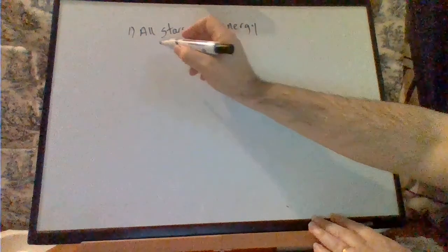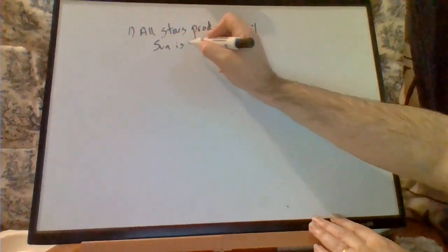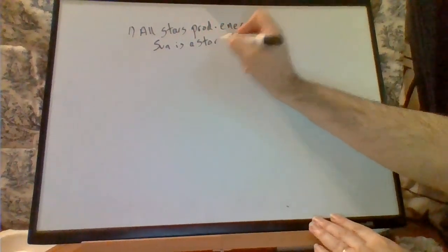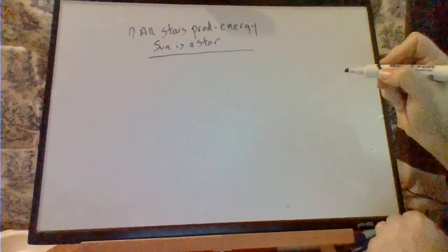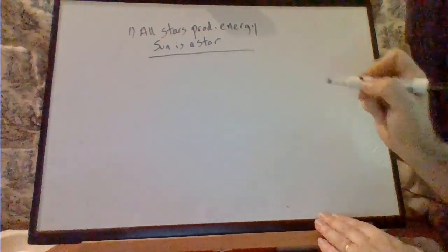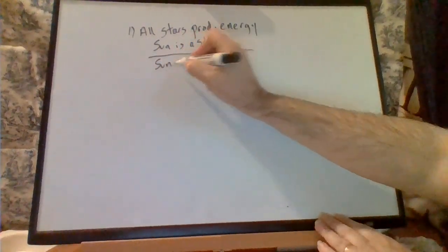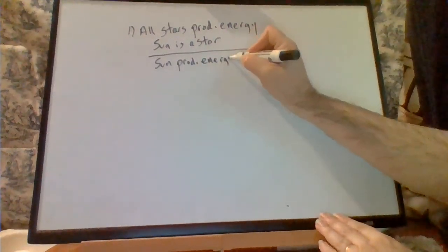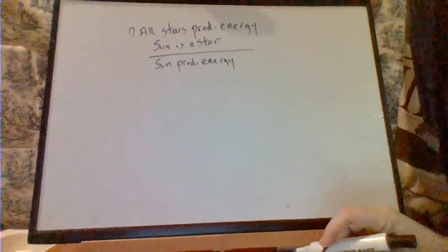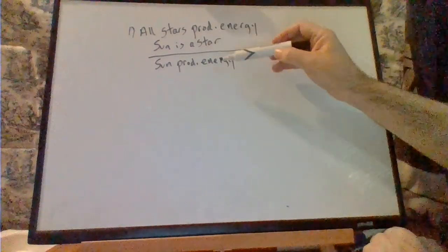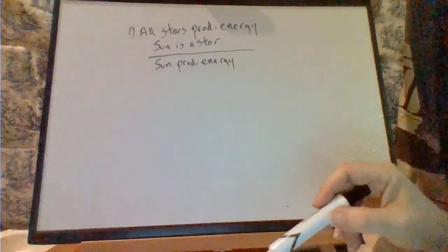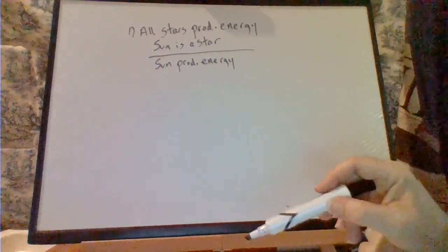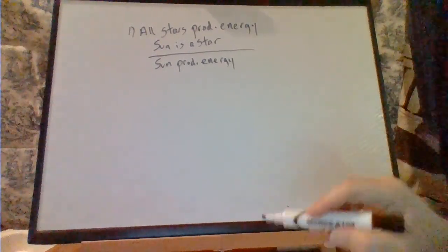The sun is a star. Therefore, the sun produces energy. All right. So it looks to me like, again, we're going from a universal to a particular. It looks like we have an argument here that is going to be a deductive argument form.